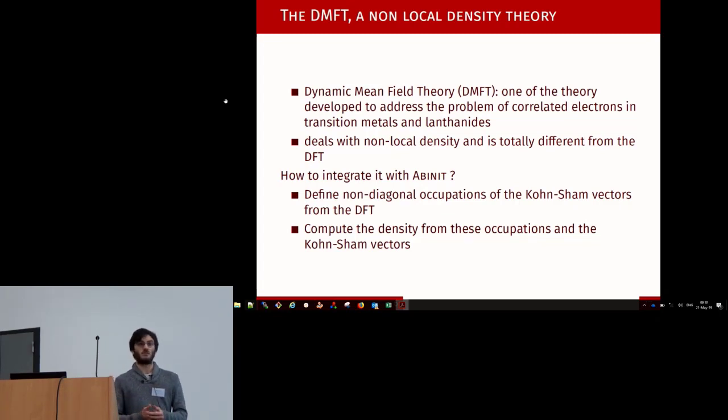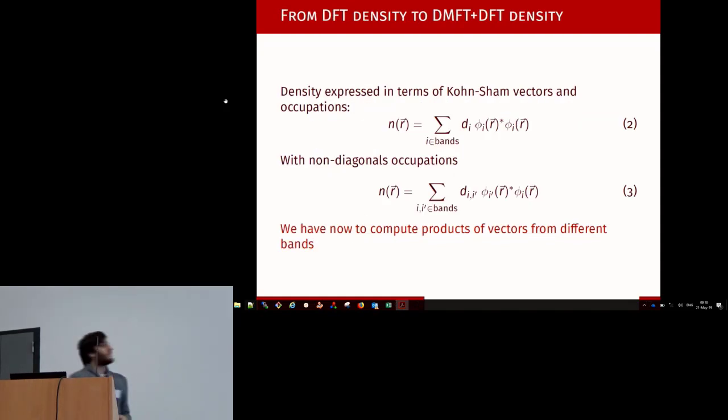So it is possible in DMFT to compute occupations that are non-diagonal. And with the Kohn-Sham vectors of the DFT, you can compute a density that is compatible with DFT. So I remind again the formula for DFT density, and when you go to DMFT, you have this non-diagonal term, and you have a double indexed sum over the bands. So the problem now is that we have to compute the product of two arbitrary bands that in band parallelization are maybe not on the same CPU. So we have to solve this separation of data to do the computation.